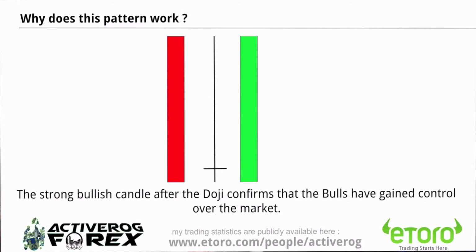Although they failed on the first attempt, the bears also failed to push the market down. This is shown because the doji is contained within the real body of the previous candle. This seems to suggest that they may be running out of momentum. The strong bullish candle forming after the doji candle completes, showing that the bulls have taken control.